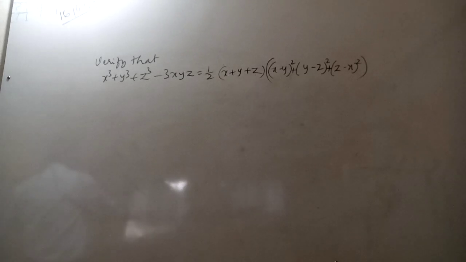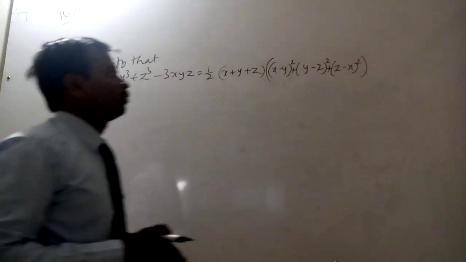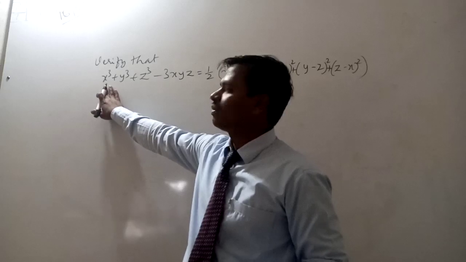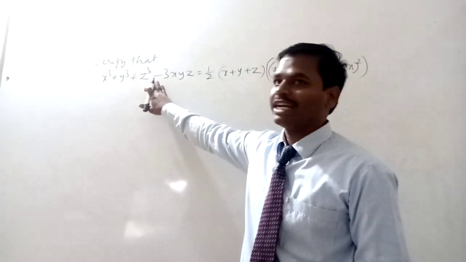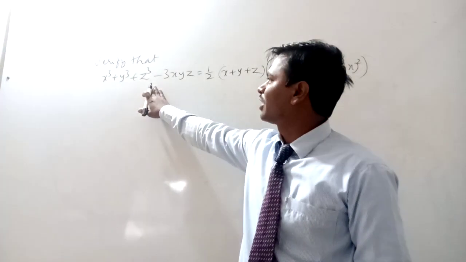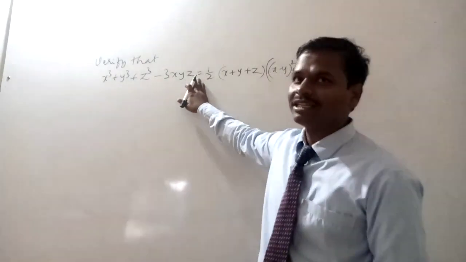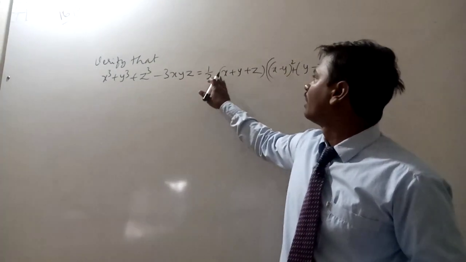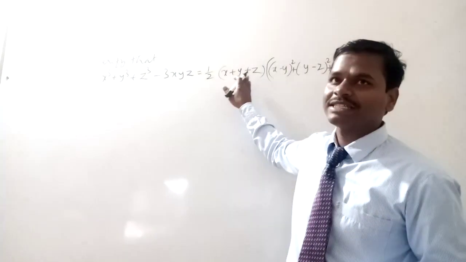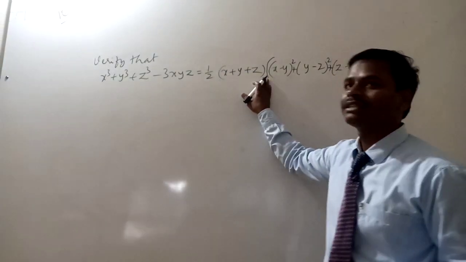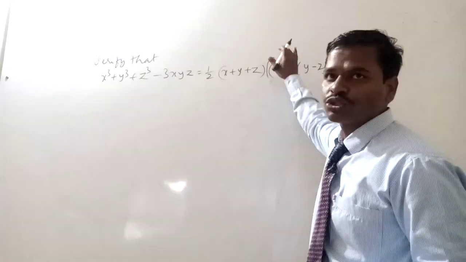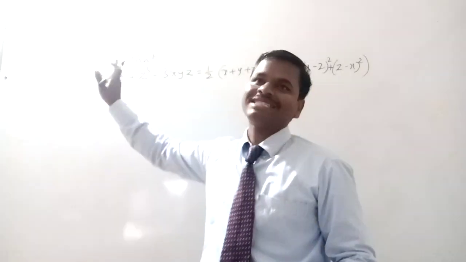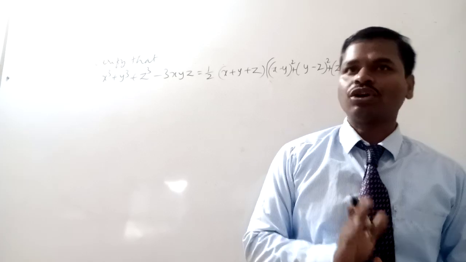Verify that x cube plus y cube plus z cube minus 3xyz. In the previous question we used almost a similar type of question. 3 terms are there, 3 variables are there. x cube plus y cube plus z cube minus 3xyz equal to half into x plus y plus z into bracket x minus y whole square plus y minus z whole square plus z minus x whole square. Verify means whether LHS is equal to RHS or not.